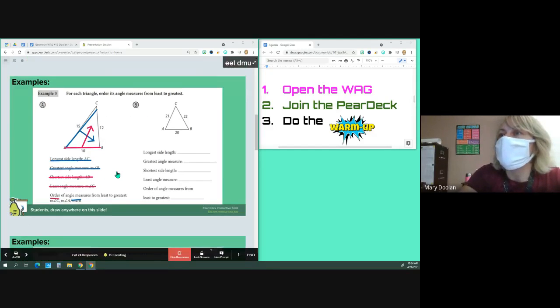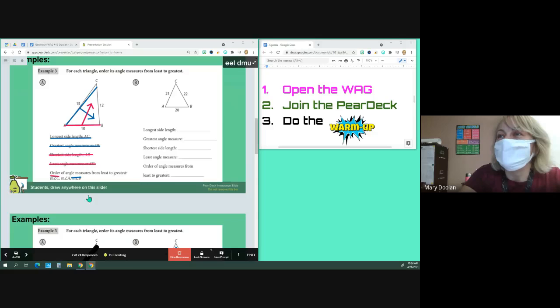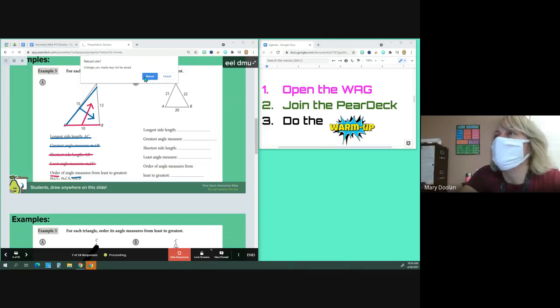I'm not really sure why it looks like I'm crossing the stuff out, but on my screen it doesn't look like that. It's really strange. Let me try refreshing it and see if it changes.